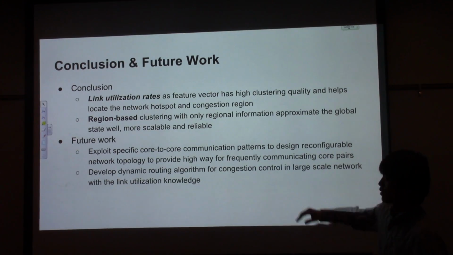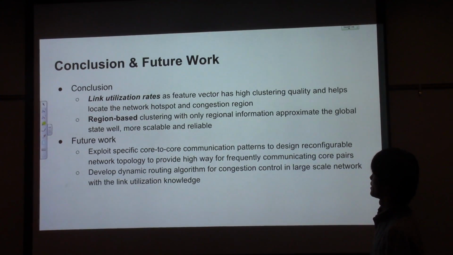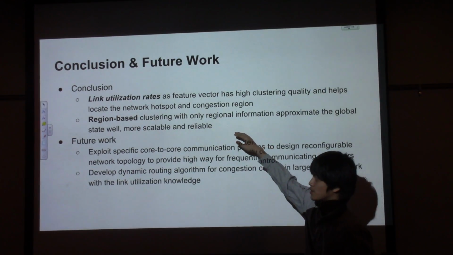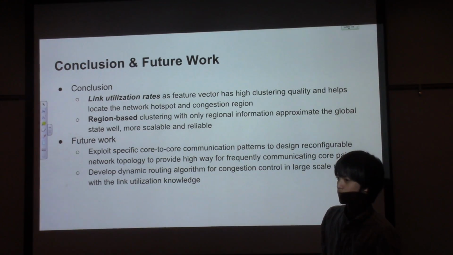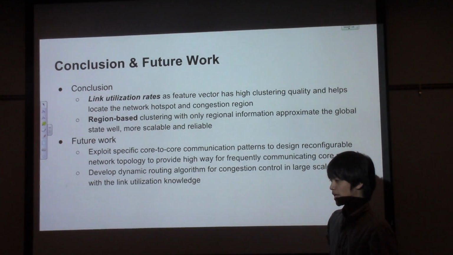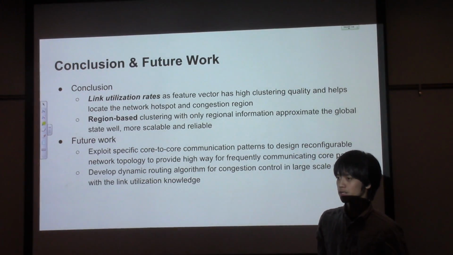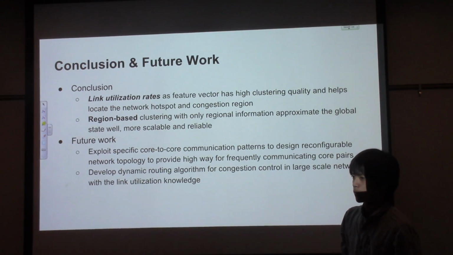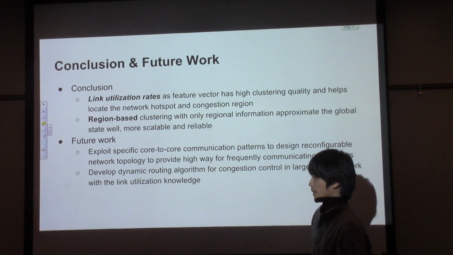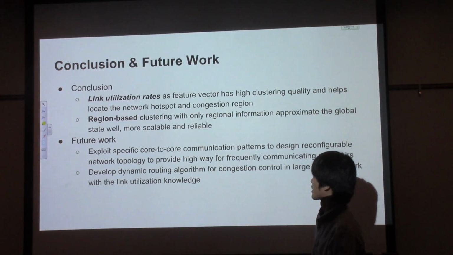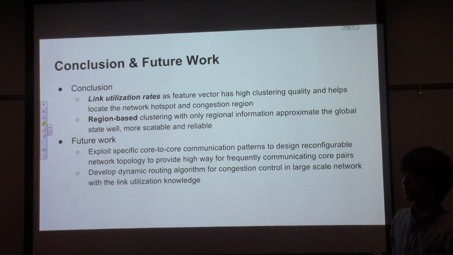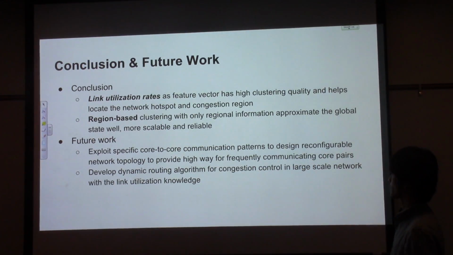In conclusion, our link utilization rate as a feature is very good at providing high quality clustering results. Also, we proved that region-based clustering gives an approximate result compared to the global, which makes our optimization more scalable and reliable. Our future work is to apply what we learned here to the optimization process. We will explore the core-to-core communication pattern to design a reconfigurable network topology that provides a highway for the high-frequency communication core pairs.